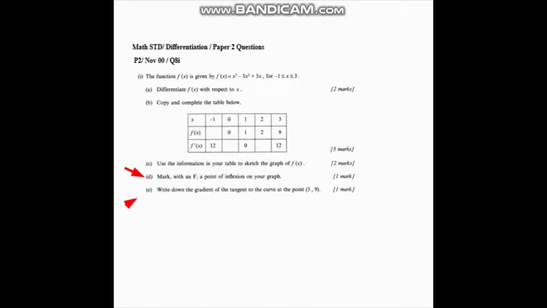Question E says write down the gradient of the tangent to the curve at the point 3, 9. This is a very important question. So what is the gradient of the tangent at the point 3, 9? Simply it is the value of f dash of x when x equals 3, because the x value here is 3. So I need to find f dash of x when x is 3. So when x is 3, f dash of x is 12. Hence the gradient is 12.